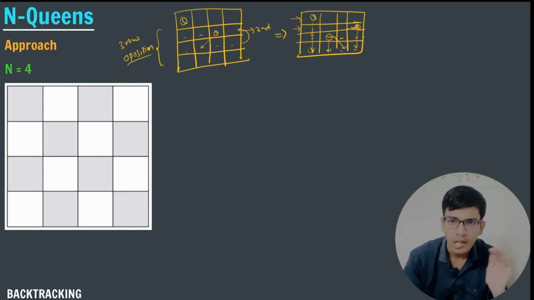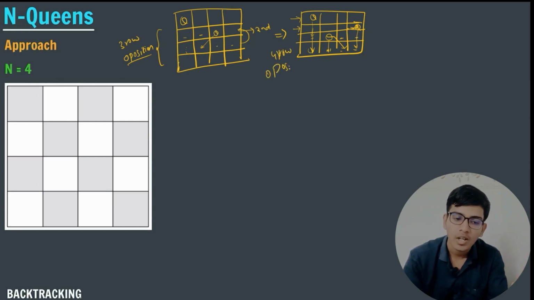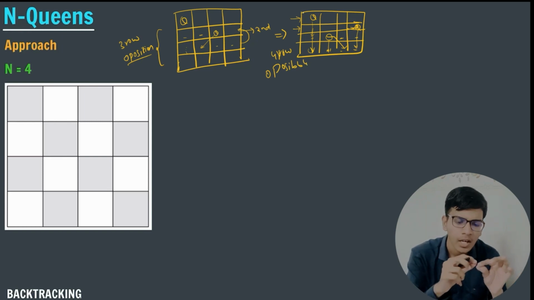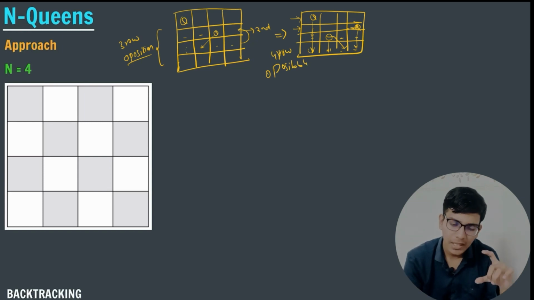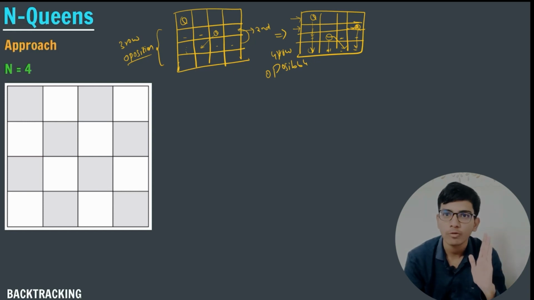The second queen will attack. Okay, so the fourth position is at the fourth row. How many positions are there? Zero positions are possible, because if I place my queen in all the possible positions, it shows that the particular position is unsafe to place my queen. Okay, it is showing that it is unsafe.